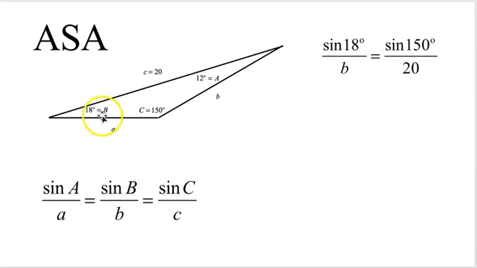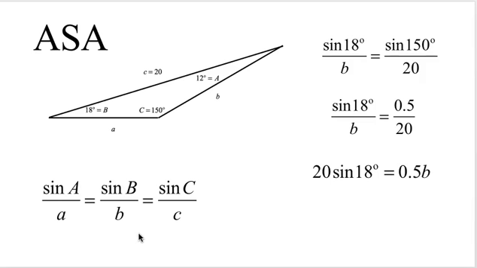Sine B over little b, sine 18 degrees over little b, is what we're looking for, equals sine 150 over 20. Then, of course, 20 times sine 18 is b times sine 150. And sine 150 is a half. Solving for b, we divide both sides by a half, or multiply both sides by 2, and we get 40 sine 18 degrees is b.